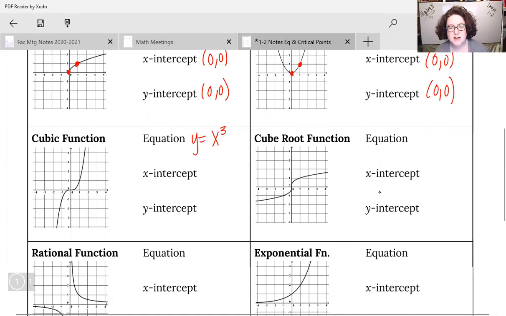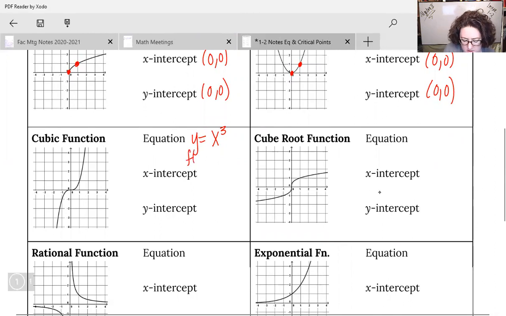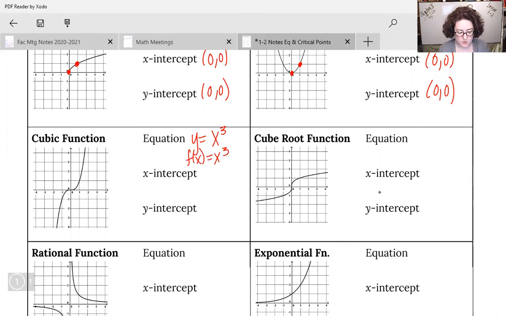And again, just as a side note, don't forget, all of these are functions. So what could we write instead of y equals and still be expressing a function? Don't forget, we could be writing f of x equals our equation rather than just the y equals. So that would be an option.